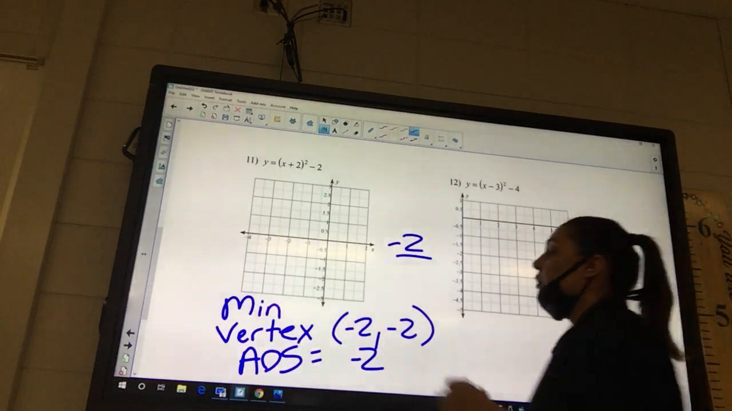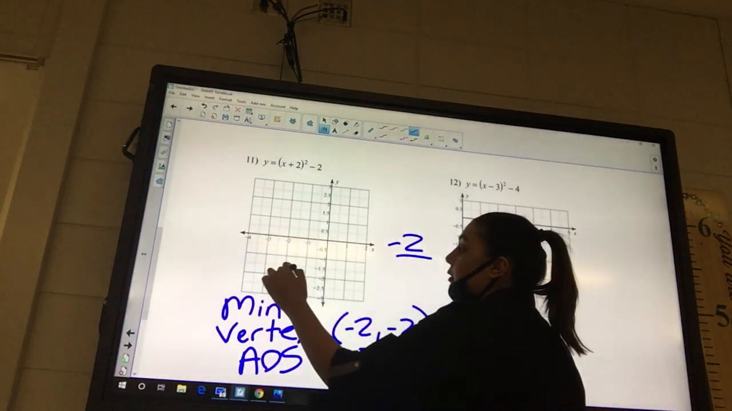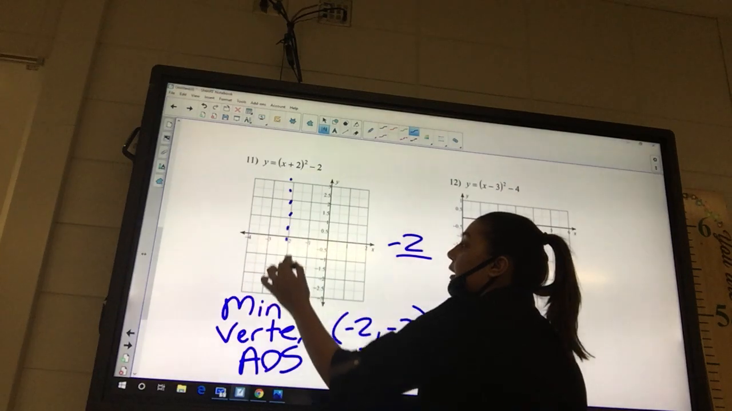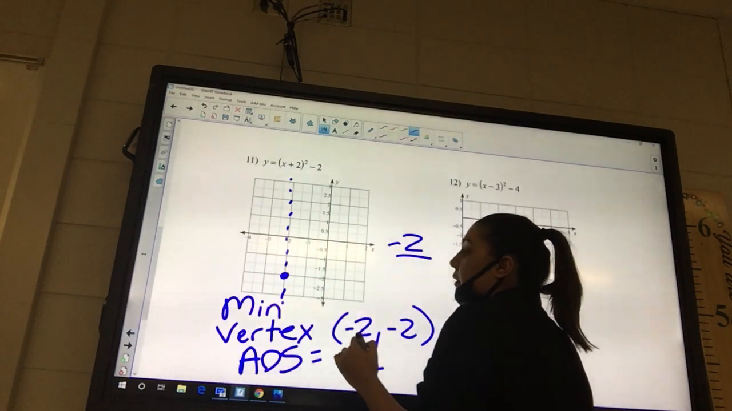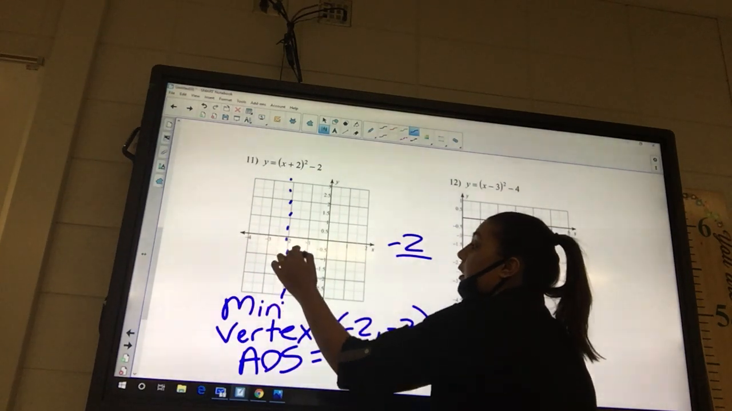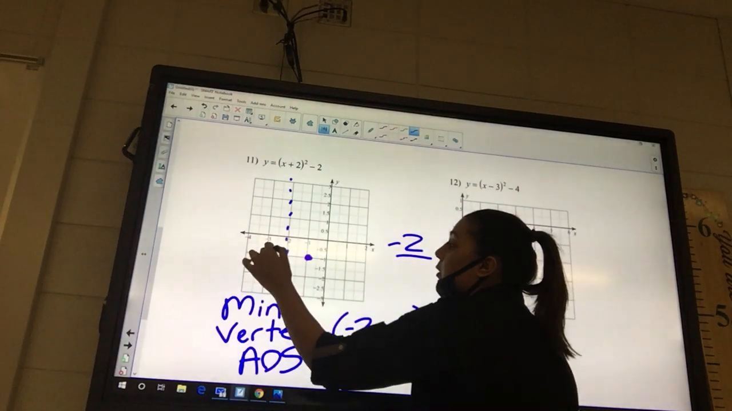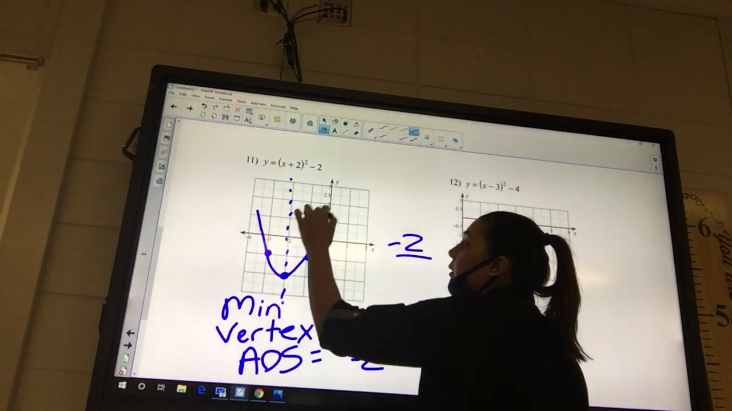And so we can graph it. Negative 2, negative 2. This is going to be my axis of symmetry. So go up 1 at the side. We're going to go up 1 over 1.